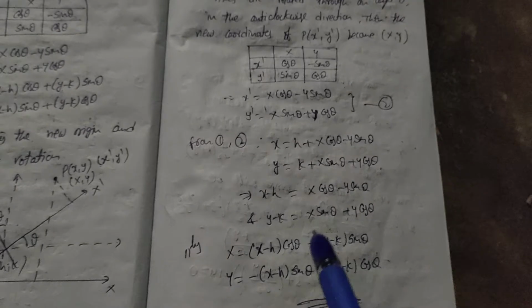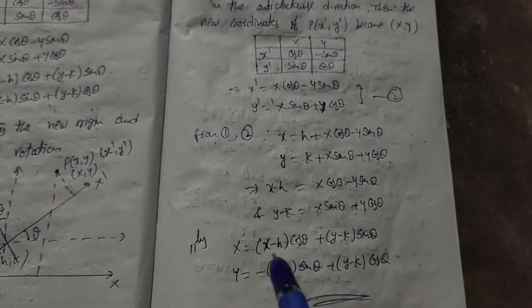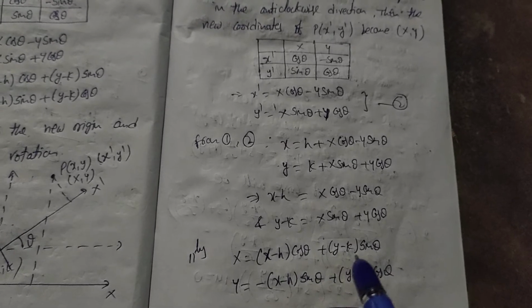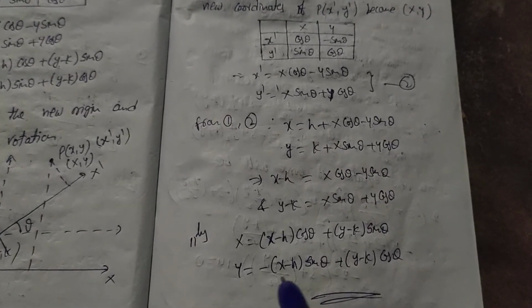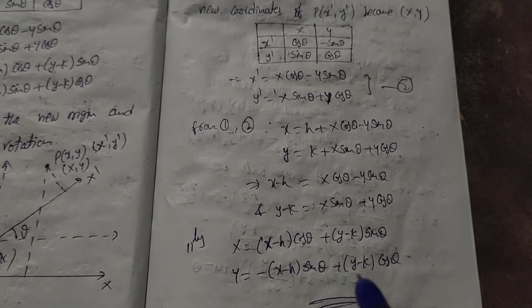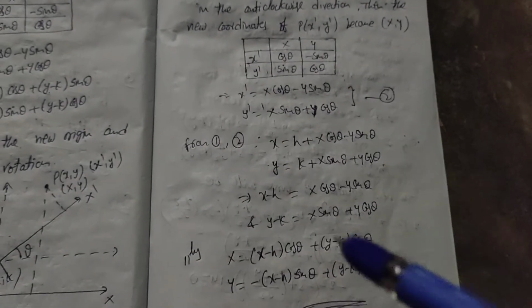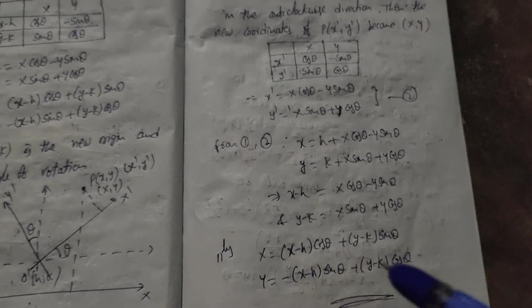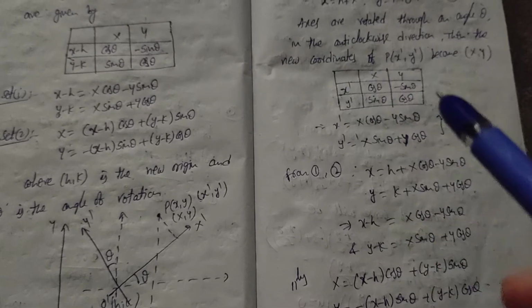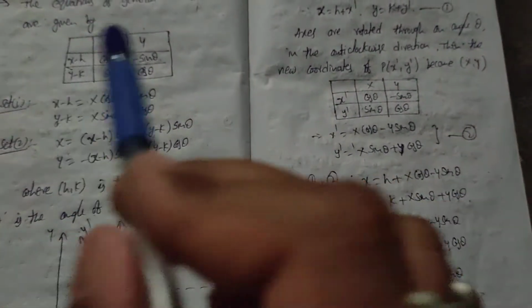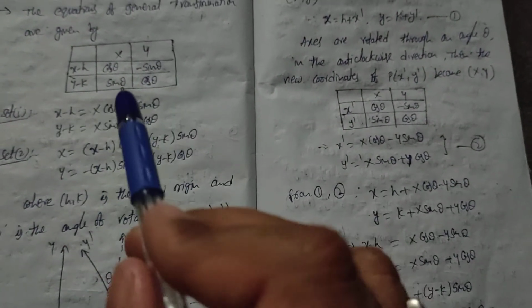Okay. So similarly we can prove set 2 also. That is nothing but x' is equal to (x minus h) cos theta plus (y minus k) sin theta, and y' is equal to minus (x minus h) sin theta plus (y minus k) cos theta. Okay, but the proof is not important. You just remember these 4 formulas. If you want to remember these 4 formulas, you just remember this table. If you remember this table, we can get them easily.